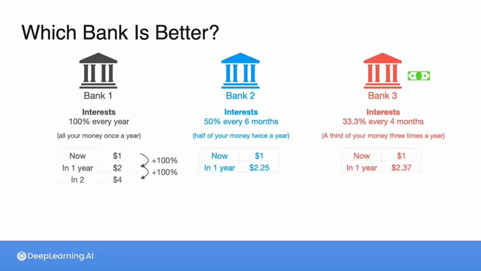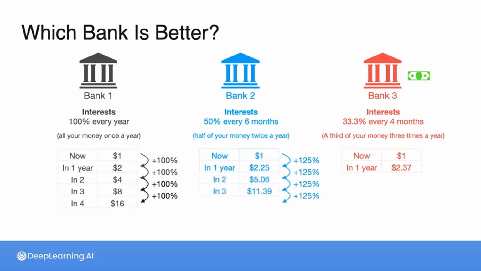Take a look at what happens in bank 1 after 4 years. You're going to end up with $16. In bank 2, after 4 years, you're going to end up with more money. You're going to end up with $25.63. And in bank 3, you're going to end up with quite a lot of money. You're going to end up with $31.57. So definitely bank 3 is much better than bank 1 and bank 2.